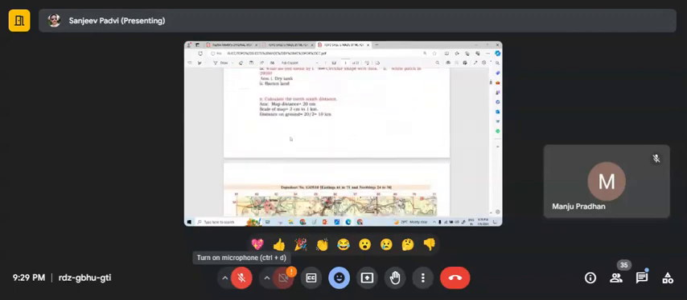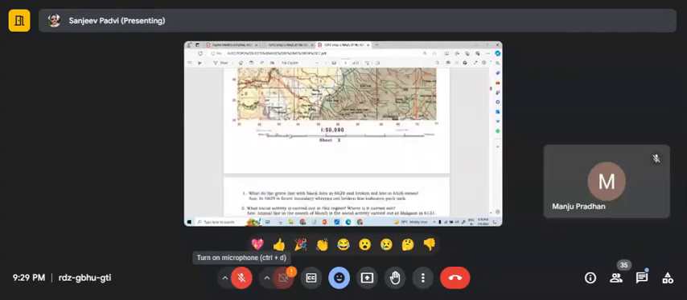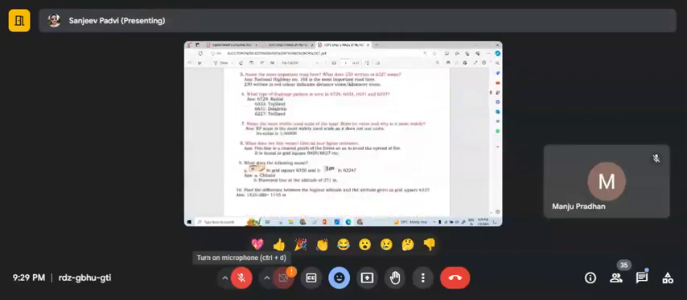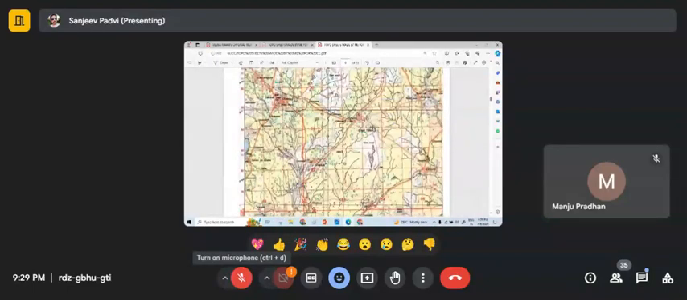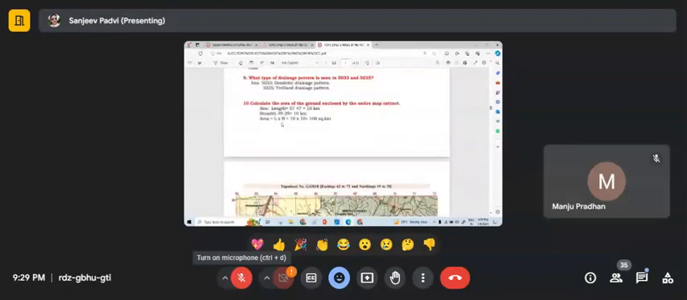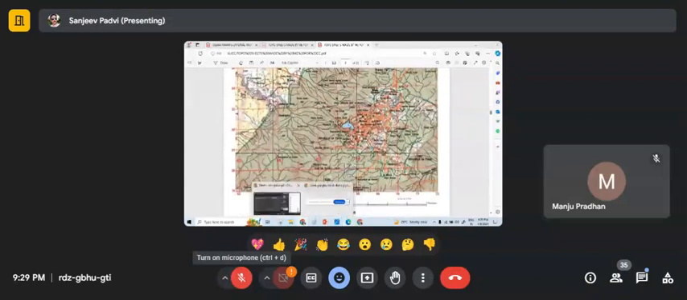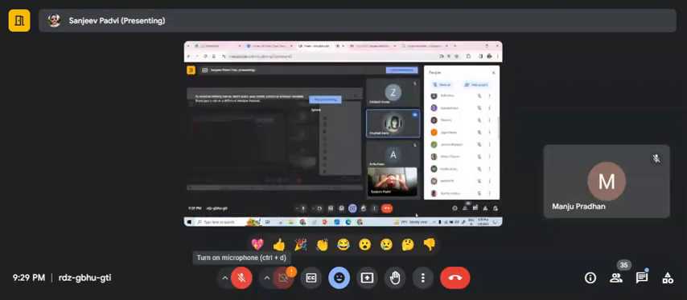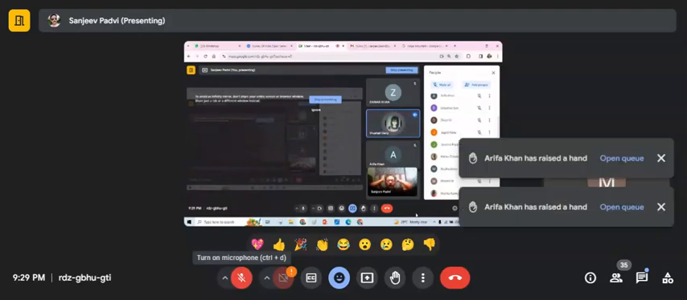For every topo sheet I have prepared 10 questions. And now this is topo sheet number 2. These are the questions, these are the answers. Topo sheet 3, questions and answers. So like this, we will be doing some practice. We will finish tomorrow, and most probably we will start practicing tomorrow itself.